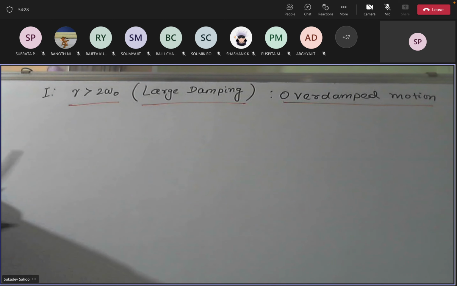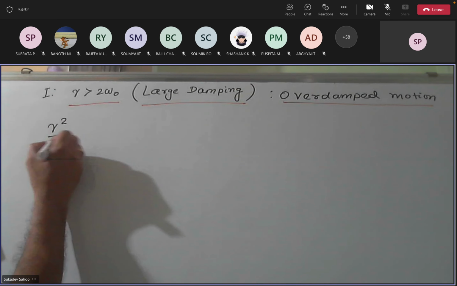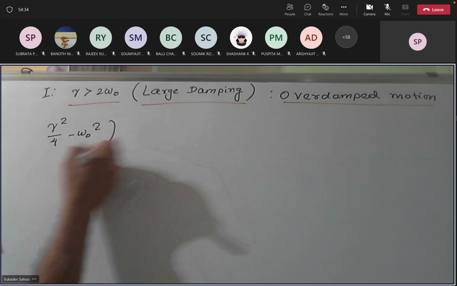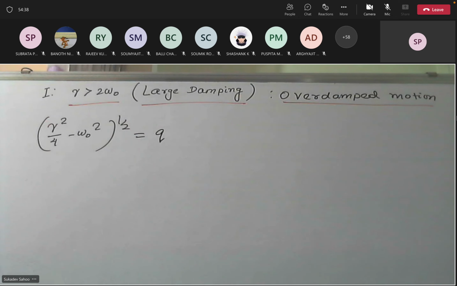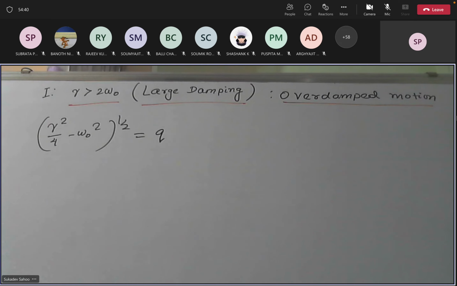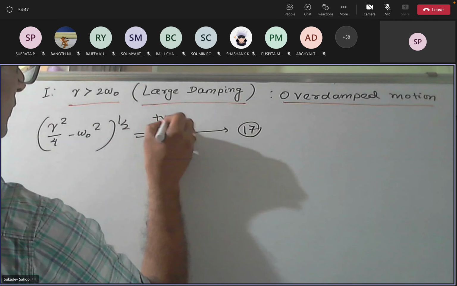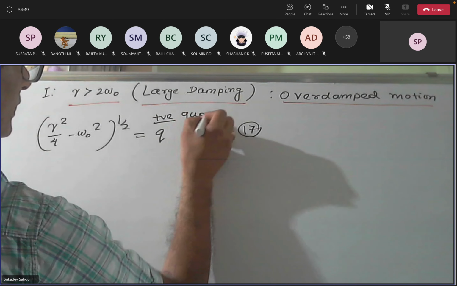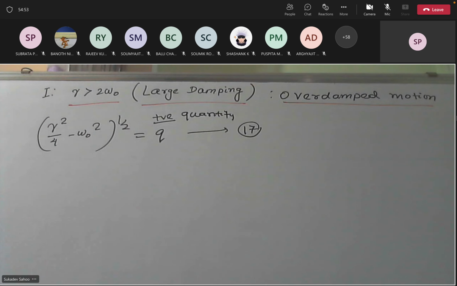If gamma greater than 2 omega 0, then we can write gamma square by 4 minus omega 0 square to the power half equal to some positive constant. It is a positive quantity. Suppose that positive quantity we have denoted by Q. This is a positive quantity, which we have taken as Q.